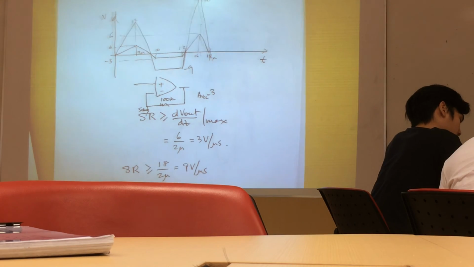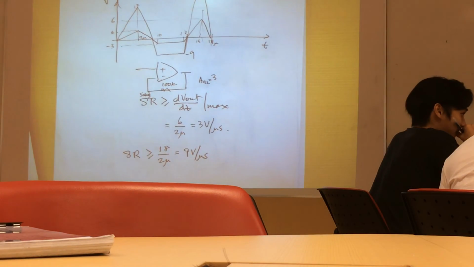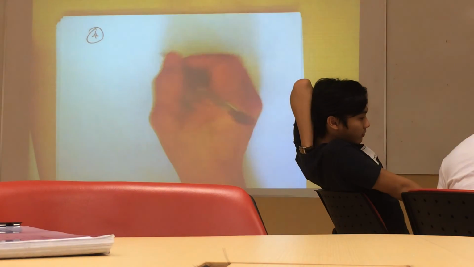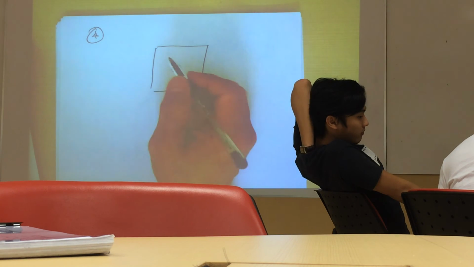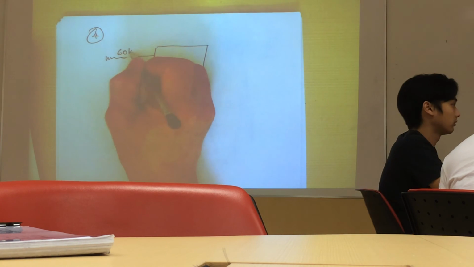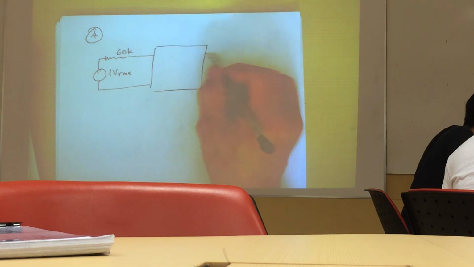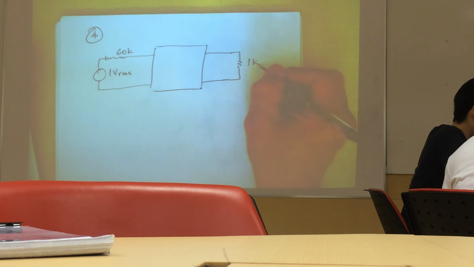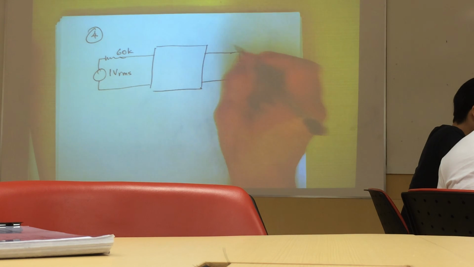So this is very simple. Any question? So let's look at the last one. Okay, in the last one, we are given a black box, and we are told that we're going to enter a signal with an input resistor that is 60K, and the source, okay, is a 1 volt RMS. Okay, and at the output is driving a load. And this load is 1 k ohm, and the output is at 2.5 volt RMS.